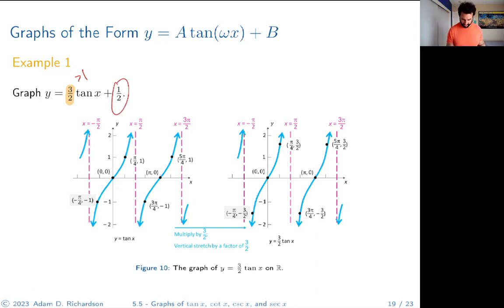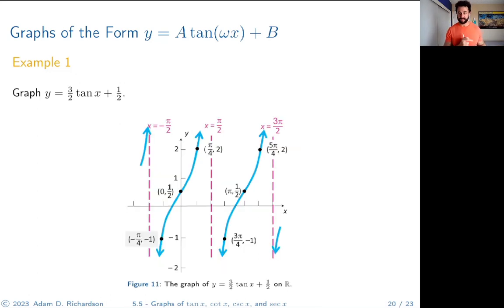And then this +1/2 is going to give you a vertical shift. So it'll shift up or down. In this case, it's going to shift up by 1/2. And so that's where we get this. So this is the final graph. Notice that where tangent used to achieve the value 0, it now achieves the value 1/2 because we did a vertical shift of 1/2. And that's the idea.